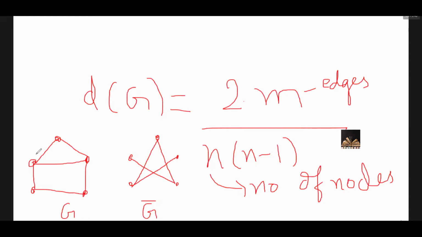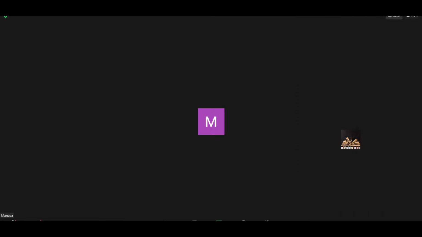Now see, whatever edges are there in the G graph, they are not available in the G complement graph. That means we are not drawing the edges which are given in the graph. You have to exclude those edges and draw the remaining possible edges. Is it clear? Please, is it clear? Does anyone have any doubt?